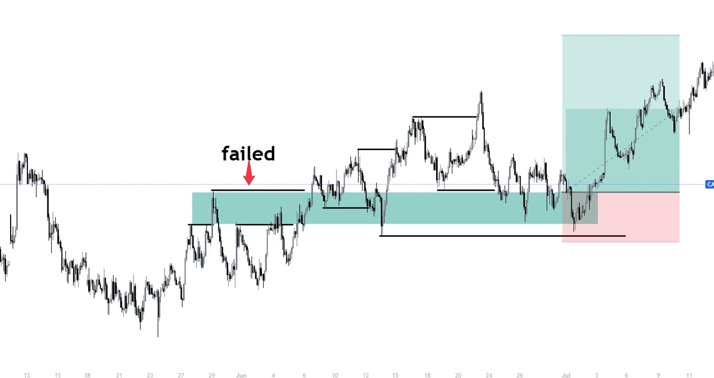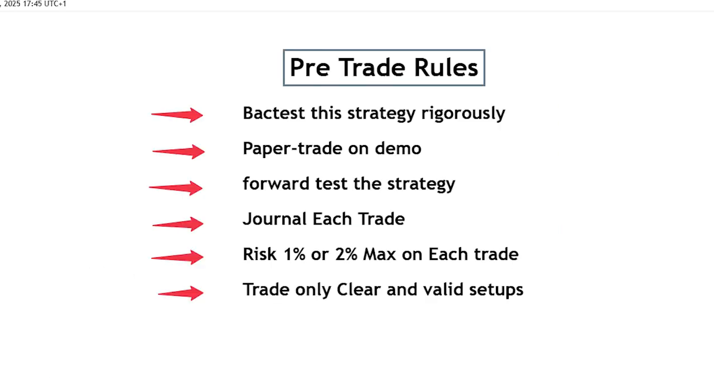Pre-trade rules, please don't skip these. Backtest first, paper trade on demo, forward test, journal, risk 1% or max 2% per trade until proven. Use your platform, MT4, MT5, or cTrader, to set the lot size so the stop equals your dollar risk. Easier than doing the math. Trade only one strategy you can backtest and live with. Don't be a strategy hopper. Only take setups that are crystal clear. No ugly spikes, no newswick, no broker glitches.